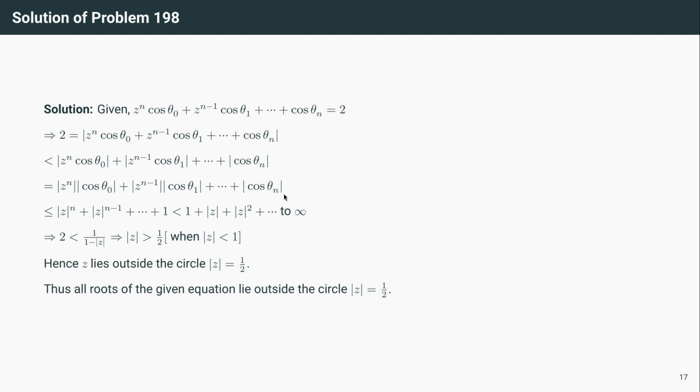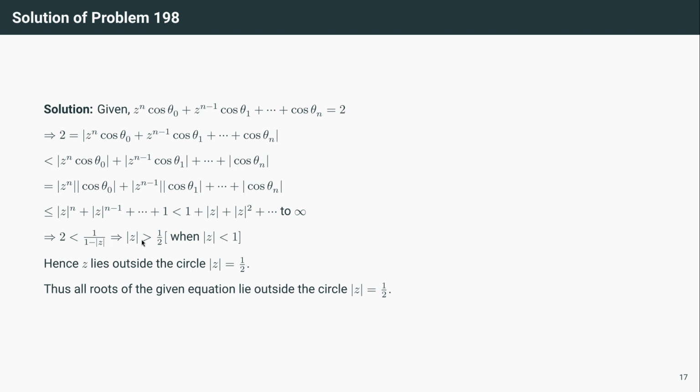We have this equation. Now we know that modulus of cos theta is always less than equal to 1. This equation is equal to mod of z to the power n plus mod of z to the power n minus 1 plus up to 1. And clearly this is less than 1 plus mod z plus mod z square up to infinity. Now from this, what we gather is 2 is less than equal to 1 by 1 minus mod z.